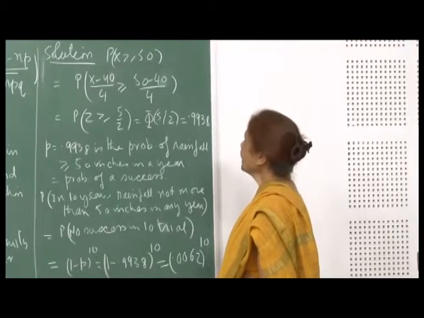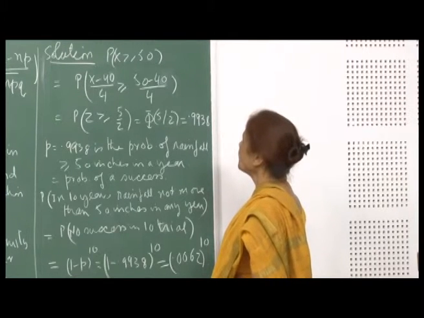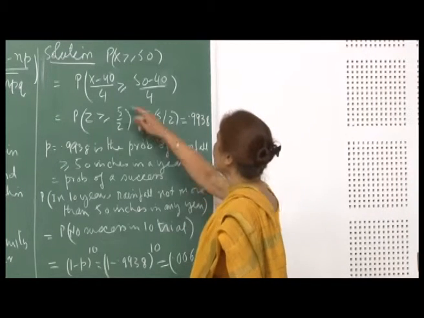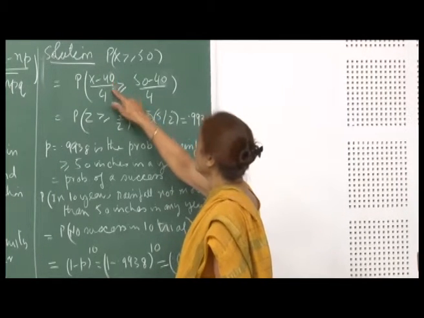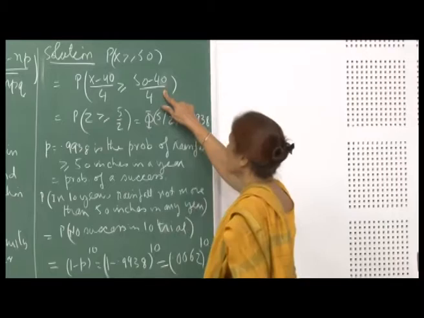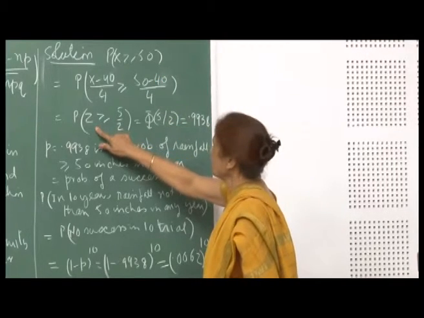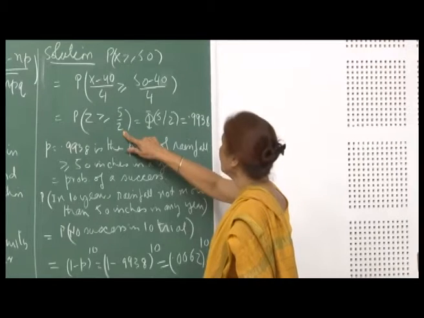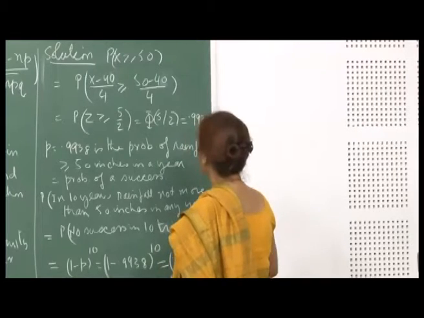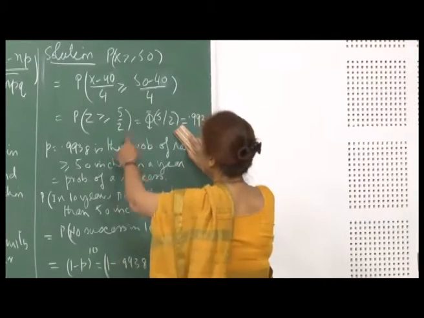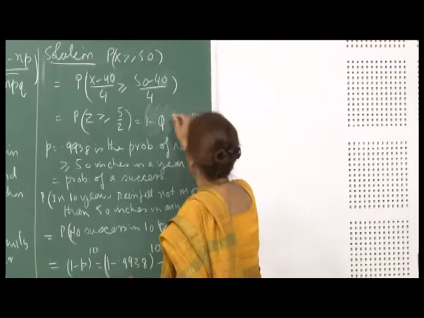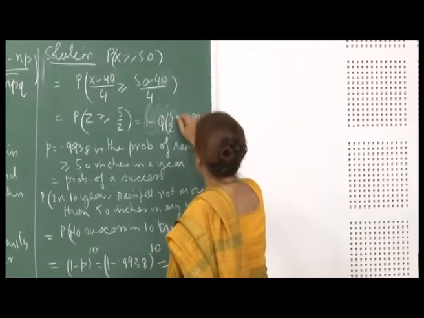So, to compute the probability X greater than or equal to 50, I will do the same trick, reduce this probability in terms of a standard normal variate. Since mean rainfall was 40 inches, X minus 40, standard deviation was 4. So, this now reduces to a standard normal variate. Therefore, the required probability is the same as probability Z greater than or equal to 5 by 2, which is 1 minus Phi of 5 by 2, right.